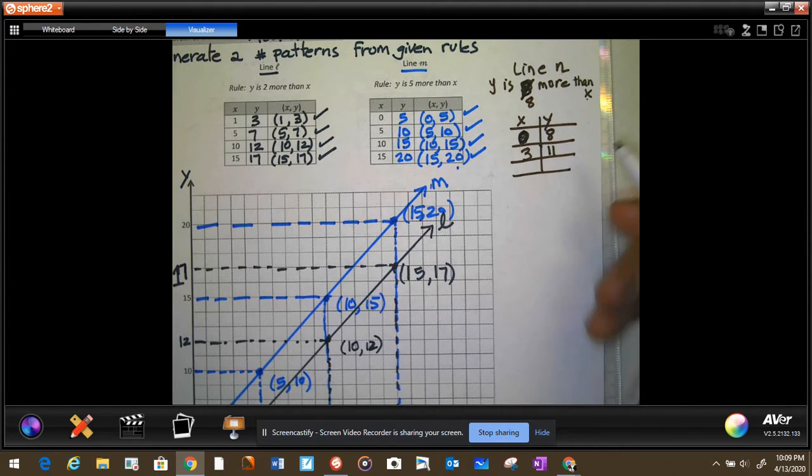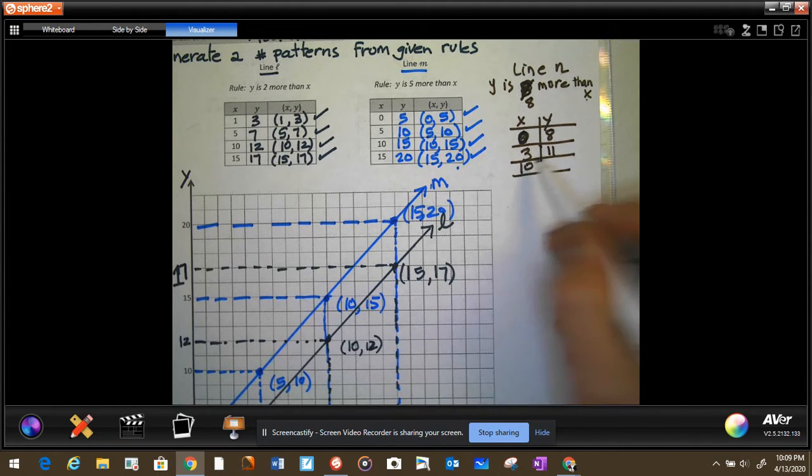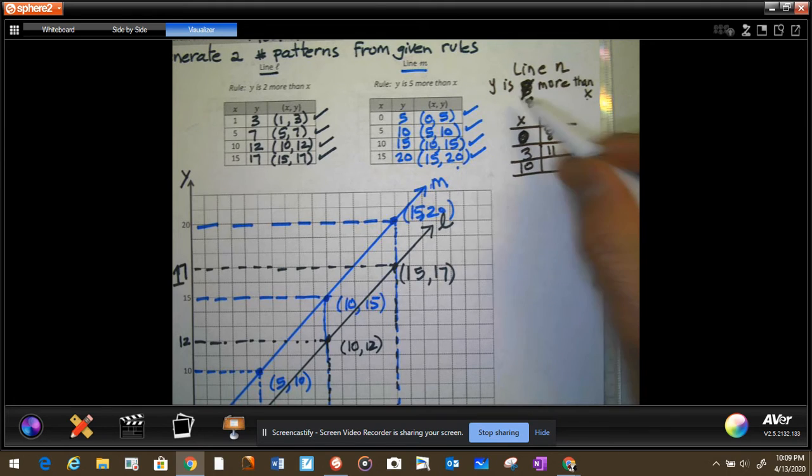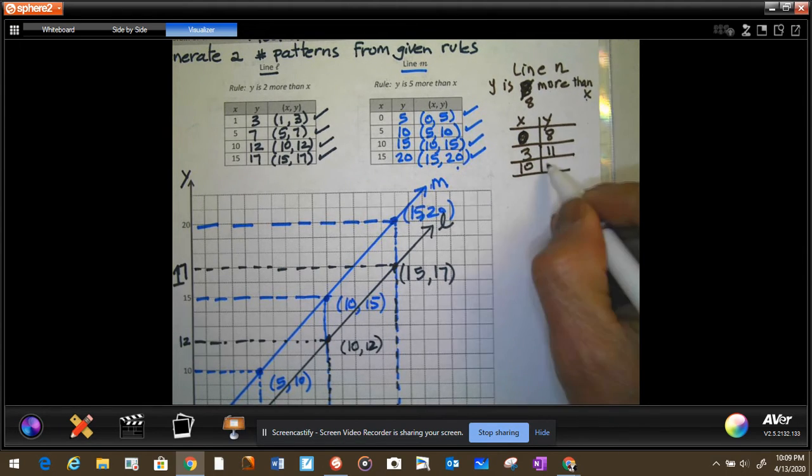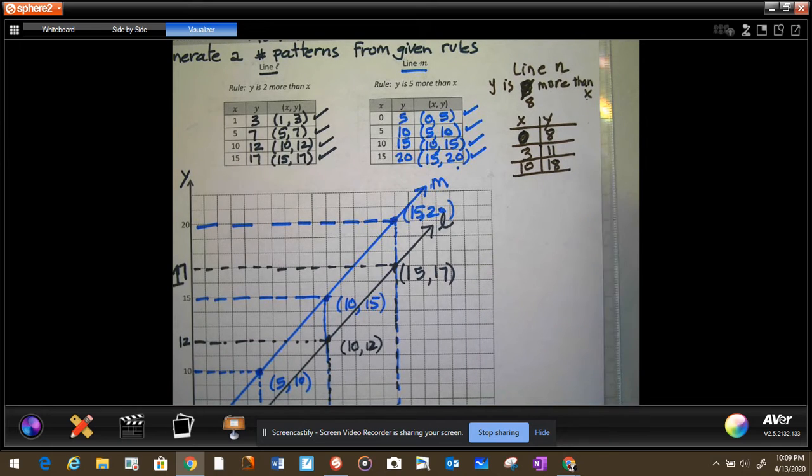How about 10? If x is 10, y is 8 more than 10. So that will be 18. So now we know y is 18.